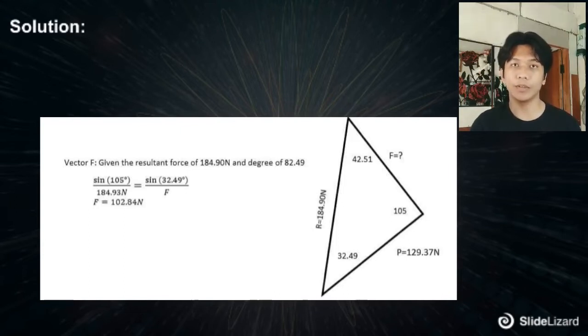When finding the magnitude of vector F, a triangle shape should be made. Then all three sides will have opposite angles. And if that happens, the law of sines can be applied to find the missing side. Sine 105 degrees will be divided by the 184.93 newtons, which are opposite to each other, and multiplied by sine 34.49 degrees to get the corresponding side of vector F. And the answer will be 102.84 newtons.